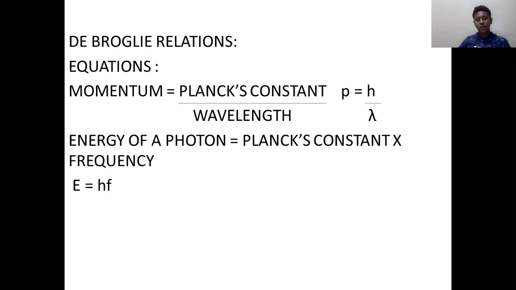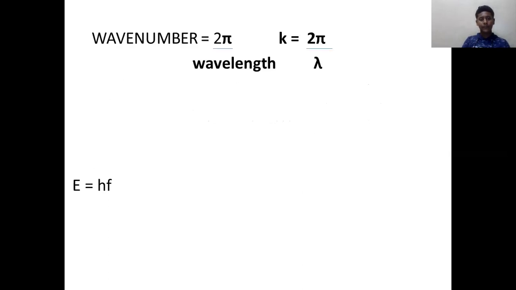And the energy of a photon is equal to Planck's constant times frequency. As we saw, Planck's constant relates the energy of a photon to its frequency. This is the formula we use for that: E is equal to h f. And the final formula is that wave number is equal to 2 pi divided by wavelength, or k is equal to 2 pi divided by lambda.